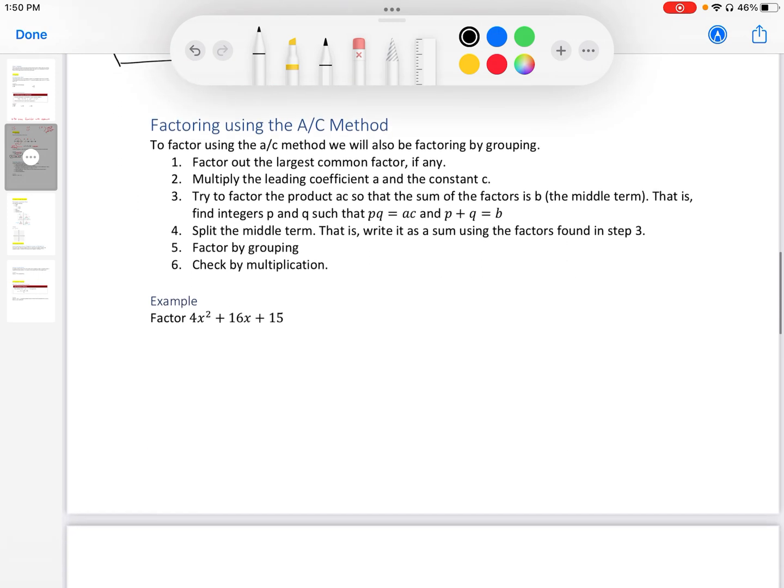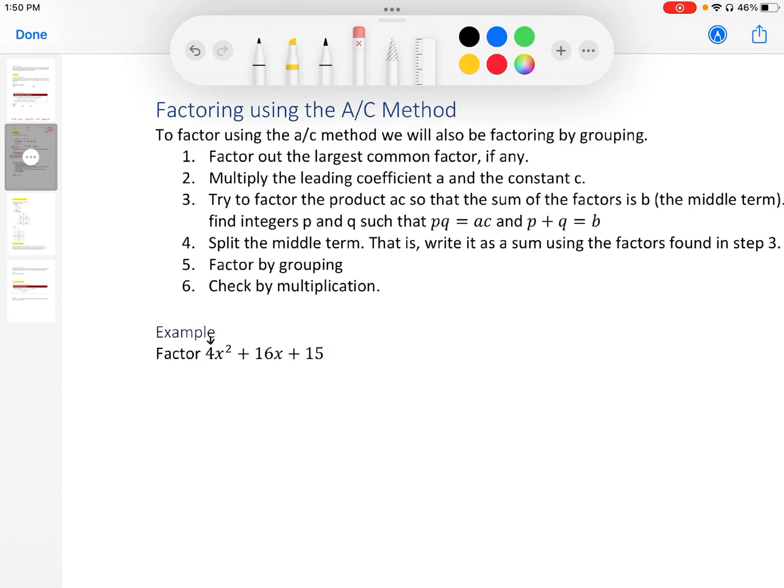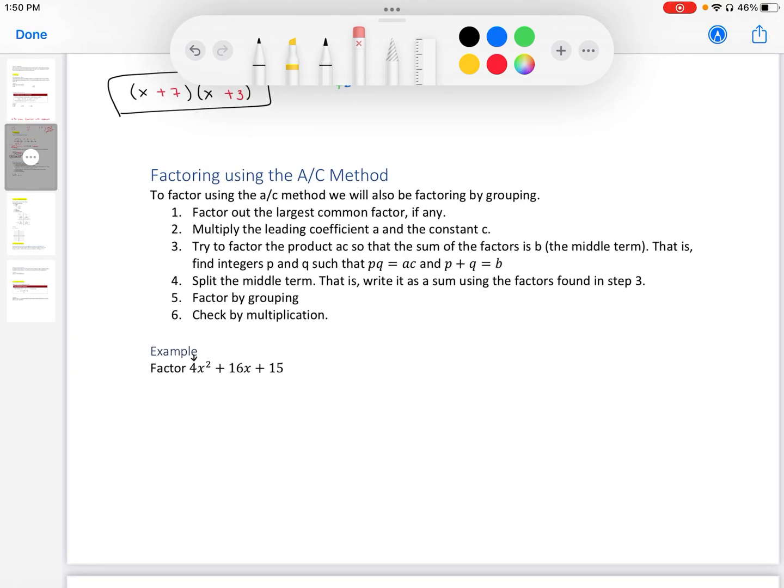One that's more involved is called the AC method. We have our list of steps written down. This is a situation where our leading coefficient is not 1, but a number other than 1. So we have a trinomial, 3 terms, and we want to factor. When you have the AC method, you first want to factor any common factor. That's our step one. If not, you proceed by multiplying the A and the C.